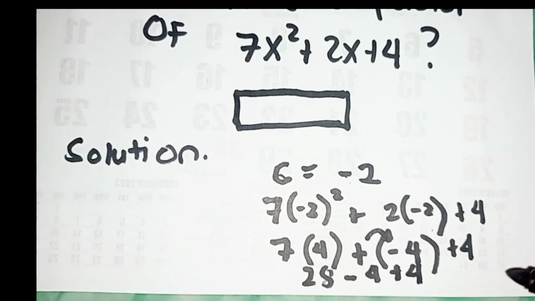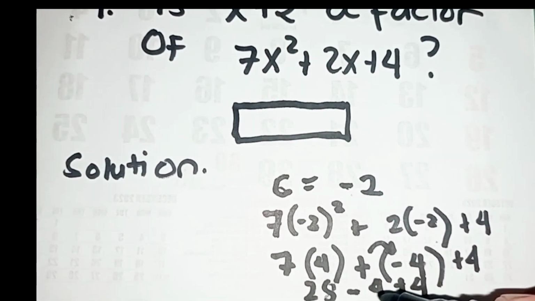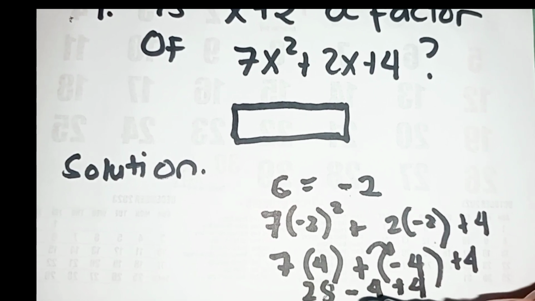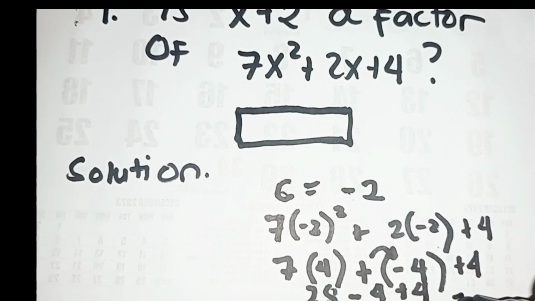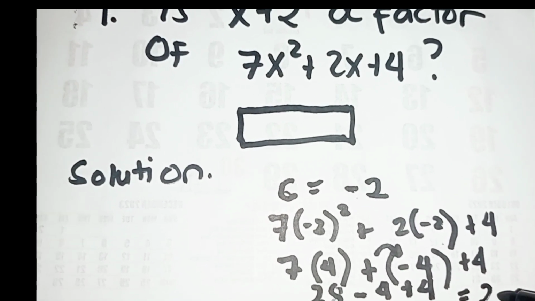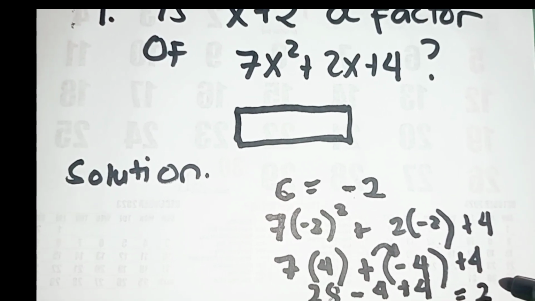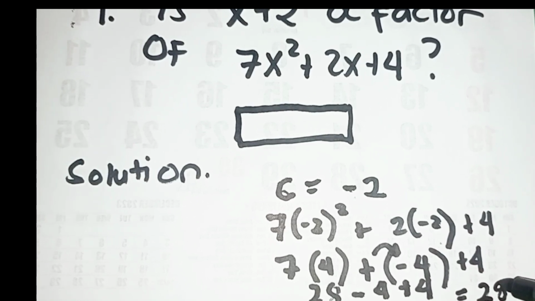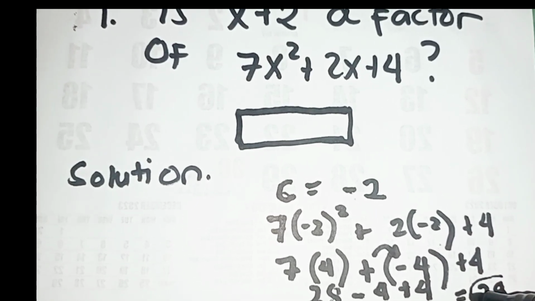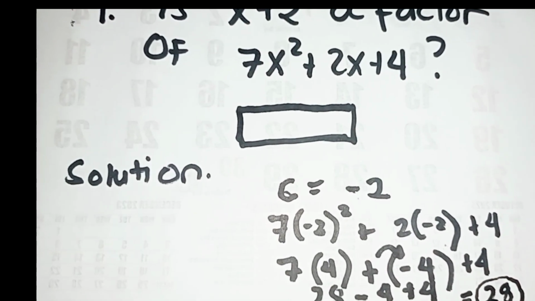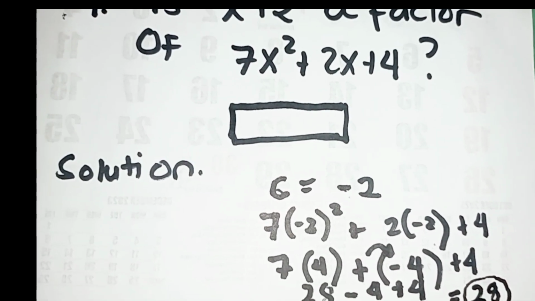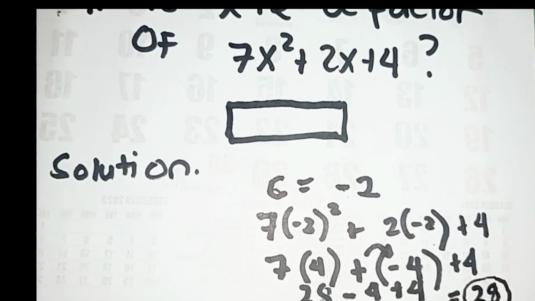Now, 28 minus 4 is 24, plus 4 is 28. Okay. So therefore we have the remainder 28, and that is not a zero.